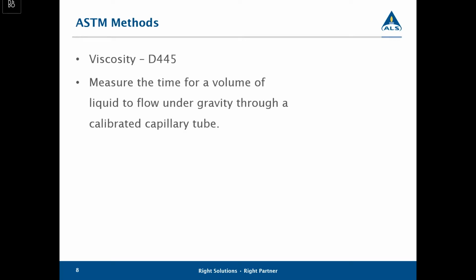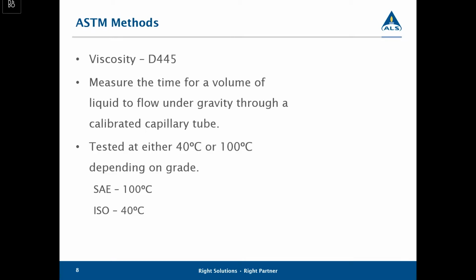So we use this method to measure it. And it's the time for a volume of liquid to flow under gravity through a calibrated capillary tube. So a capillary tube is just a glass tube. It's calibrated with a known fluid, and we test fluids at either 40 degrees Celsius or 100 degrees Celsius, depending on the grade. SAE grades, their grades are determined by their viscosity at 100 degrees Celsius and ISOs at 40. So most aviation samples that are coming out of engines, we're obviously going to run at 100 degrees Celsius. It's very close to the operating temperature, and you'll be able to relate that back to the SAE grade of that fluid.